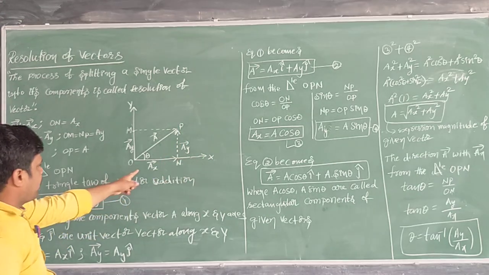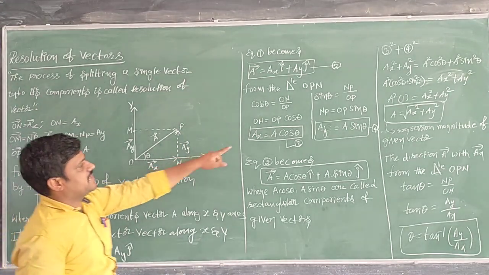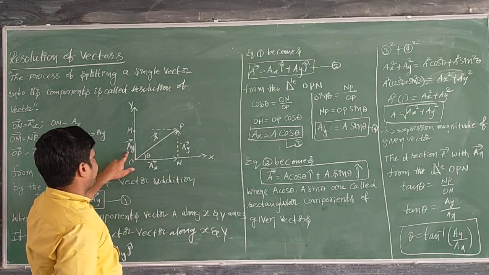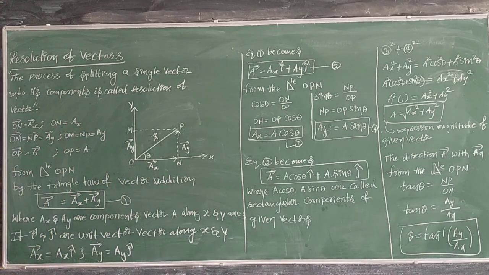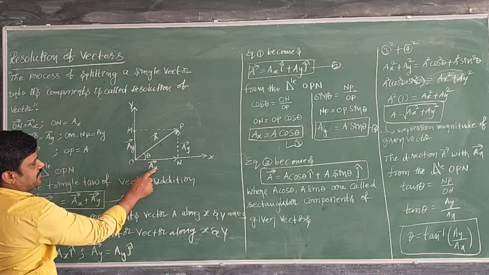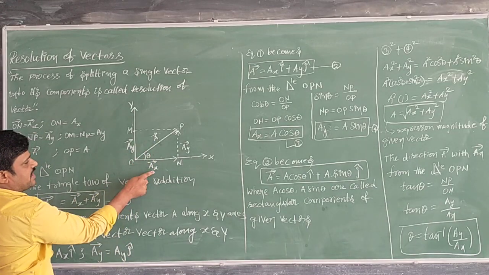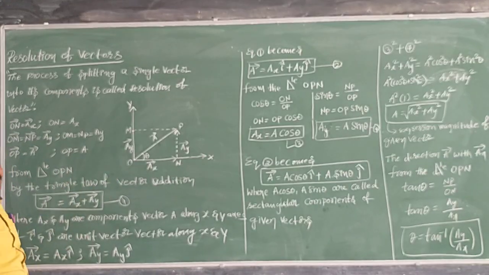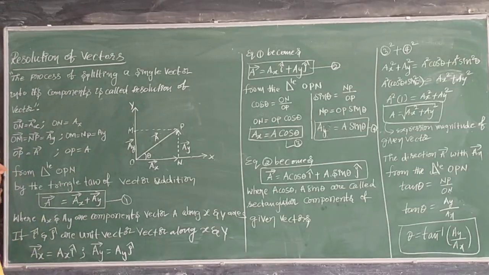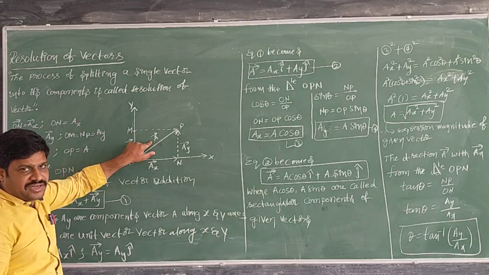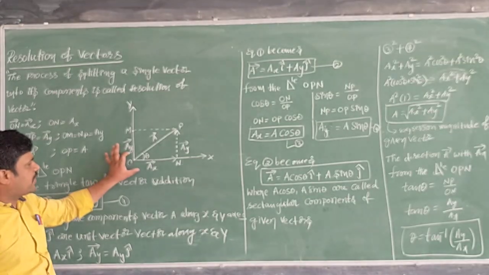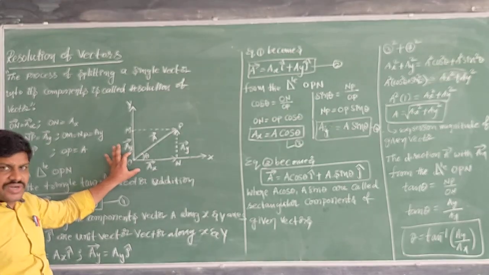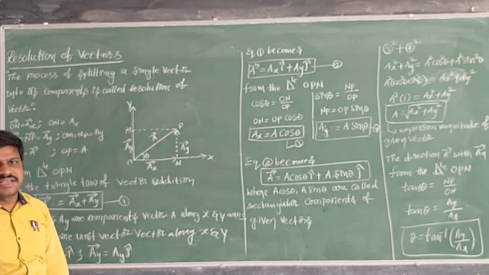The vector's effect along the x-axis means a cos theta. What is the vector's effect along the y-axis? It is nothing but a sin theta. Now these things we can study in resolution of vectors. Resolution of vectors means the process of splitting a given vector into its components. A vector has split into its components as Ax bar and Ay bar. That means whatever effect is given by the single vector is given by the addition of these two component vectors.